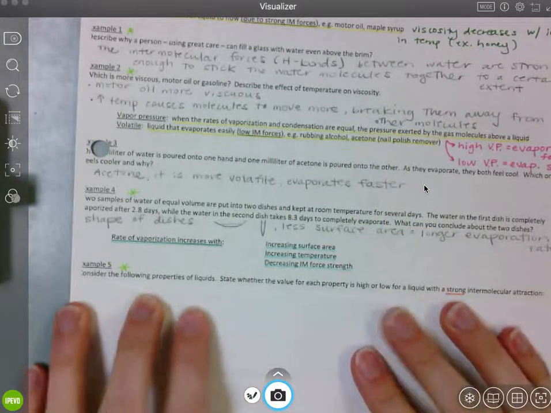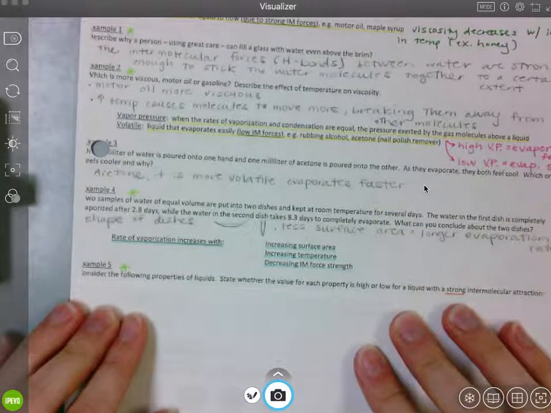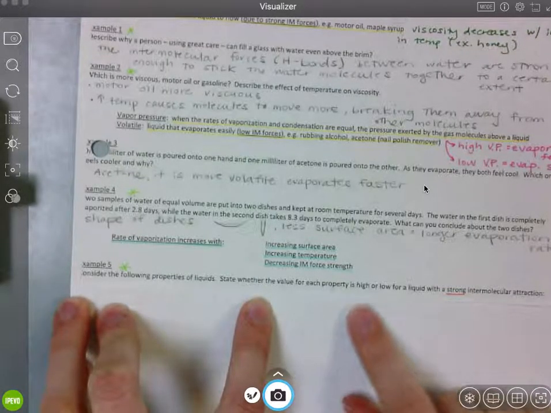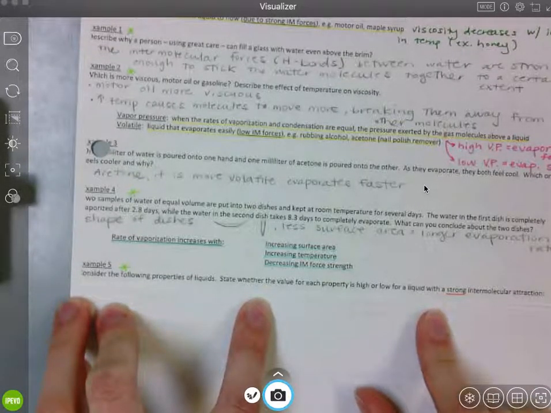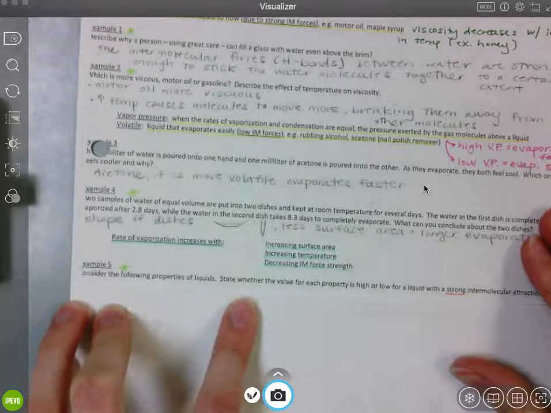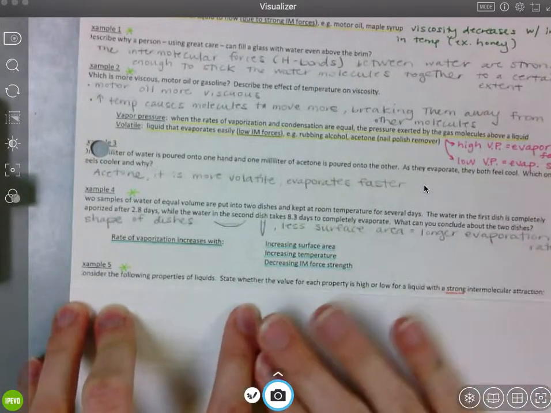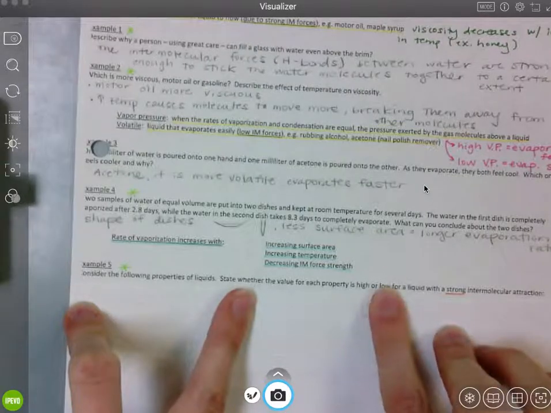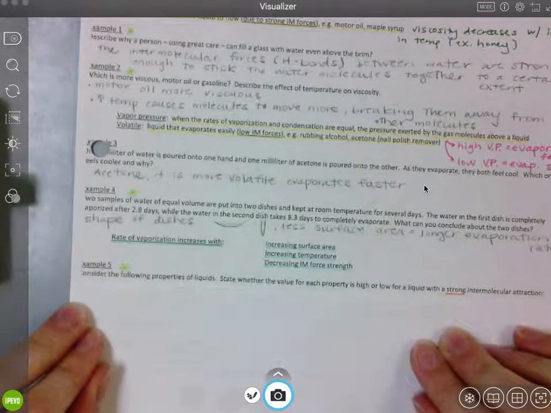relationships there. Okay, so example number 5. Consider the following properties of liquids. State whether the value for each property is high or low for the liquid with a strong intermolecular attraction. So strong intermolecular attraction, think of your molecules holding hands really tightly. So I want you to answer A through D, pause the video, and then let's see if ours match.